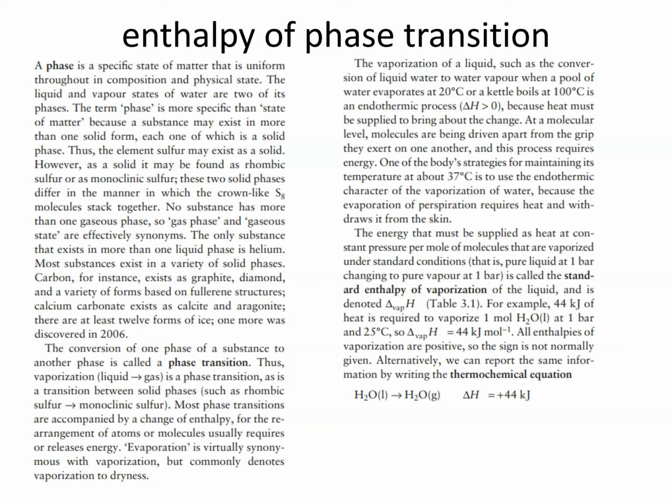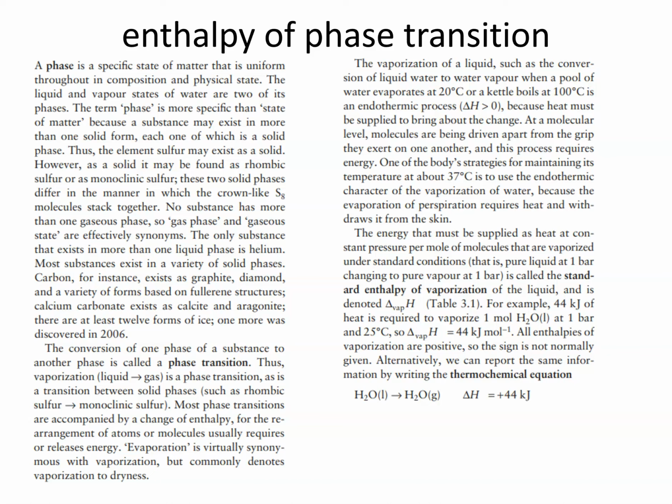The energy that must be supplied is heat at constant pressure per mole of molecules that are vaporized under standard conditions, that is, pure liquid at 1 bar changing to pure vapor at 1 bar. This is called the standard enthalpy of vaporization of that liquid and is denoted as delta vaporization H. And there's a table which shows a number of these that we'll see on the next slide.